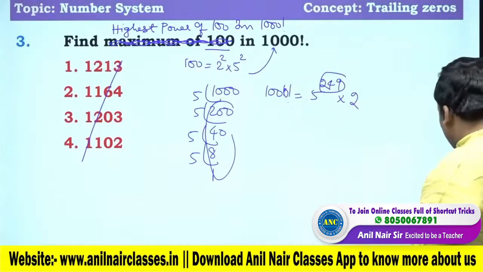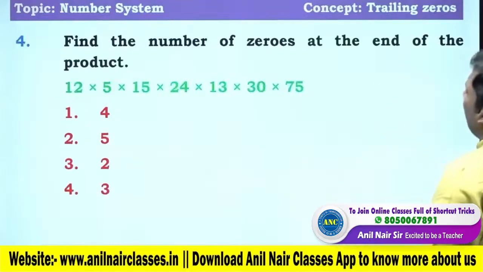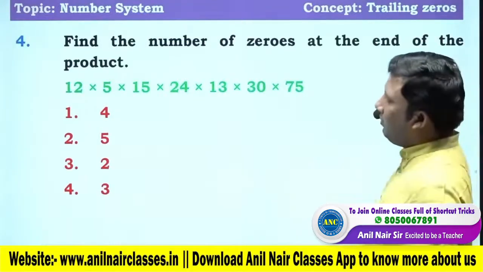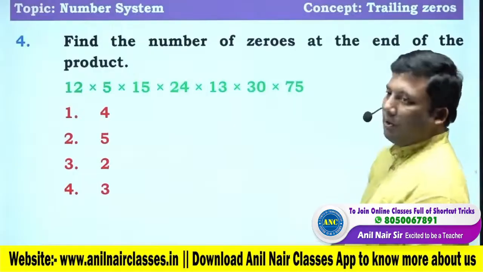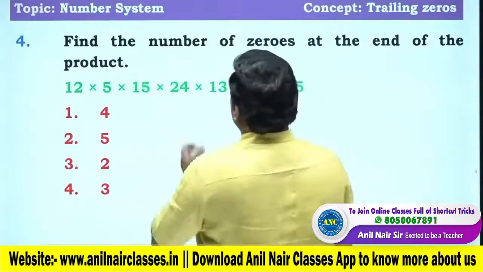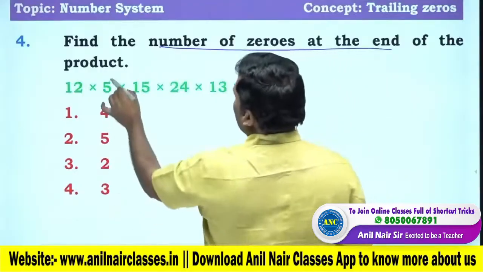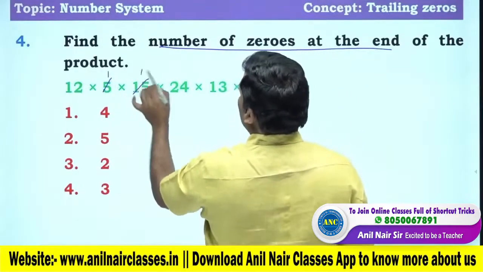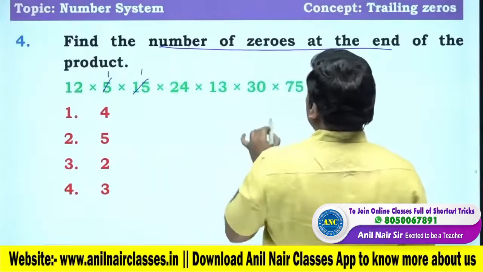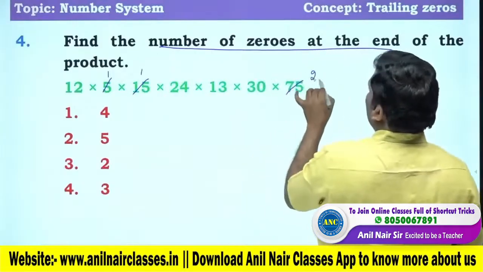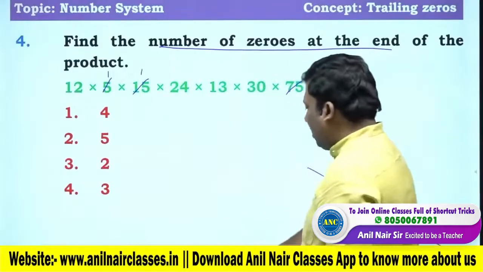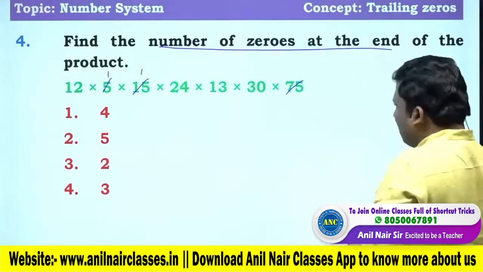Answer is 249. Find the number of zeros at the end of the product. Now if you see here, the number of zeros at the end, which is trailing zeros. Here 1 is there. Here another power of 5 is there. Here 5 square into 3. Another 2 is there. Another 2 is there. I hope it is clear.